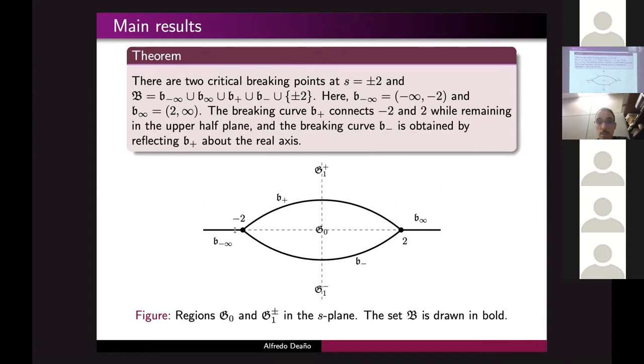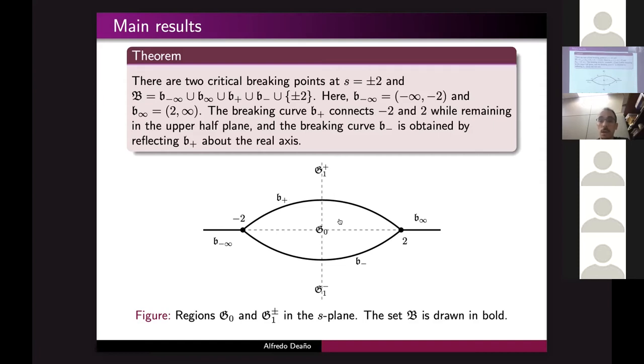And then you have several breaking curves. So you have the real axis from minus infinity to minus two and from two to plus infinity. And you have these two curves, B plus, B minus. These are level curves of elementary functions, so these are quite explicit. And these curves define three separate regions, which we call G0, G1 plus, G1 minus.